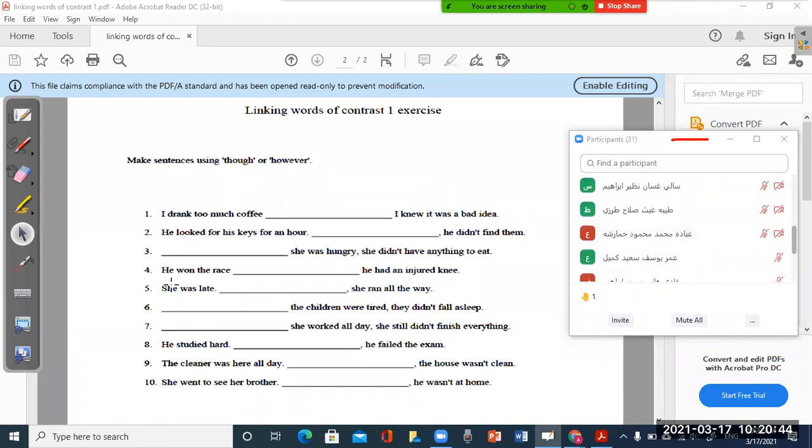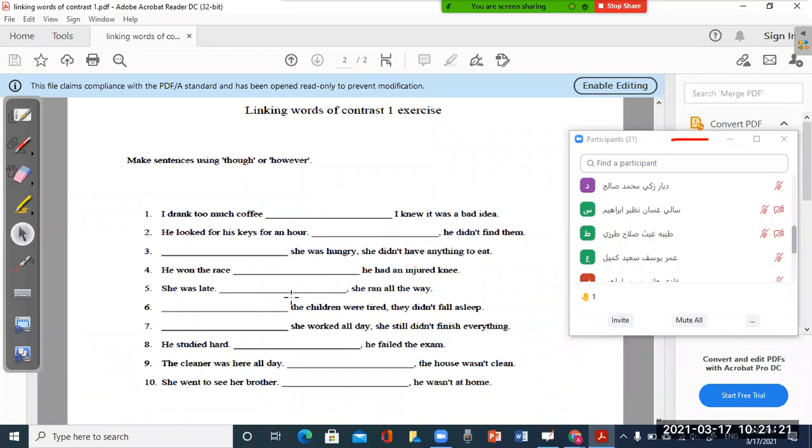Number 4. So she was hungry. Okay, number 4 now, Tiba. He won the race. However, he had an injured knee. Okay. Now, Ubada, number 5. She was late. Yes. Although she ran all the way.